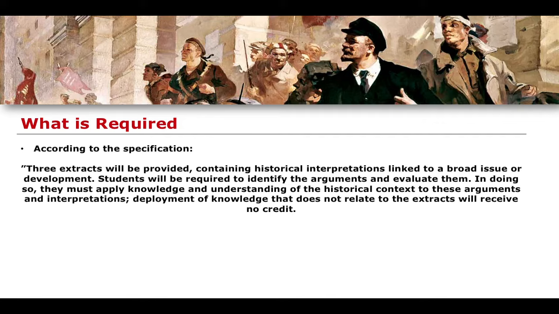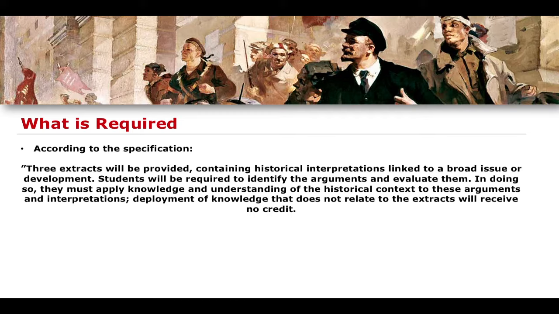So it may be in relation to the motivations of Vladimir Lenin, for example, or the extent to which Henry VII consolidated his authority, or the causes of the English Revolution or the English Civil War, etc. Students will be required to identify the arguments and evaluate them. In doing so, they must apply knowledge and understanding of the historical context to these arguments and interpretations. Deployment of knowledge that does not relate to these extracts will receive no credits.